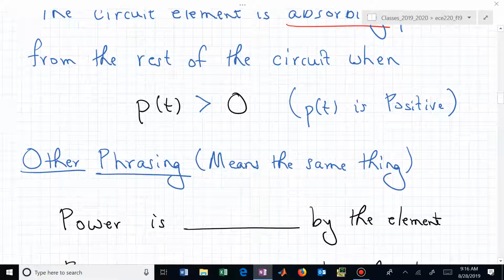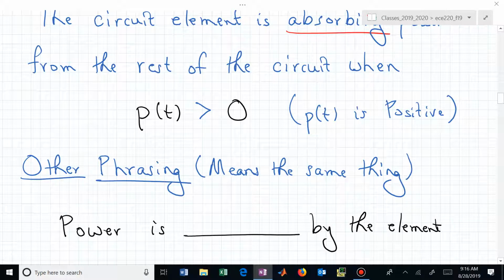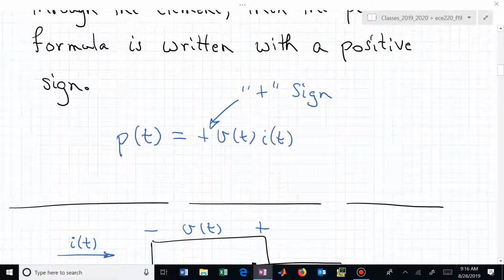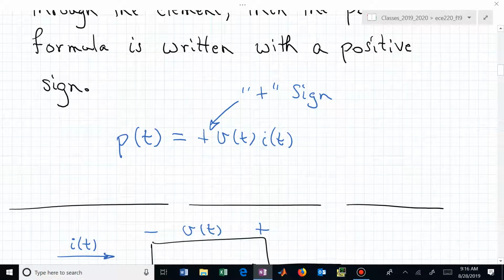Now, I may say that many different ways. Other phrasing, they mean the same thing. The power is consumed by the element. That's another word that's consistent with absorbing. This two-terminal element is consuming power if P is positive. And P being positive is not the same as the positive sign in this formula. I'm distinguishing between that positive sign in front of V and I with P of t being positive. Is that clear? Whether P is positive is going to depend on what V and I are sign-wise.